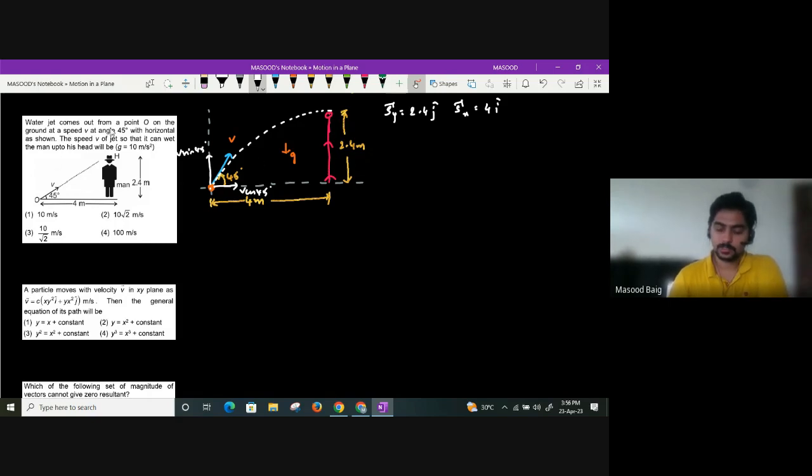The water jet comes out from a point O on the ground at a speed v at an angle 45 degrees with the horizontal as shown. The speed v of the jet so that it can wet the man up to his head. So it is not necessary that this should be the maximum height. Okay, it can be some height, it can be placed anywhere again. So v value they are asking, no?